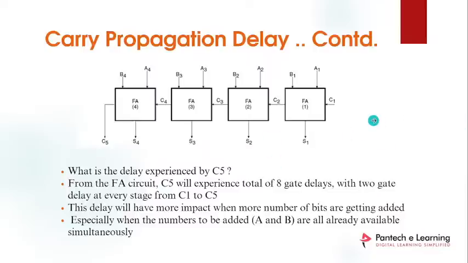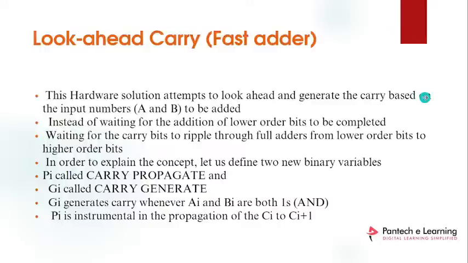This is a main bad thing in the ripple carry adder, because gate delay is a very serious condition in digital circuits. If there are delays, the circuit works slowly. To rectify that delay, there is a look ahead carry adder. It performs faster than the ripple carry adder.